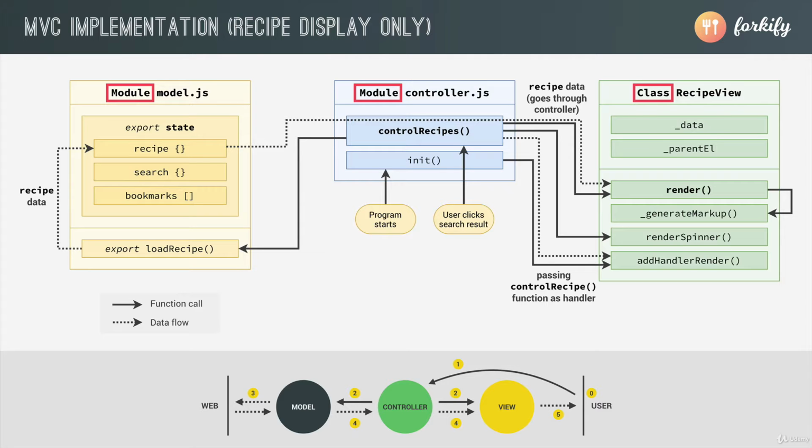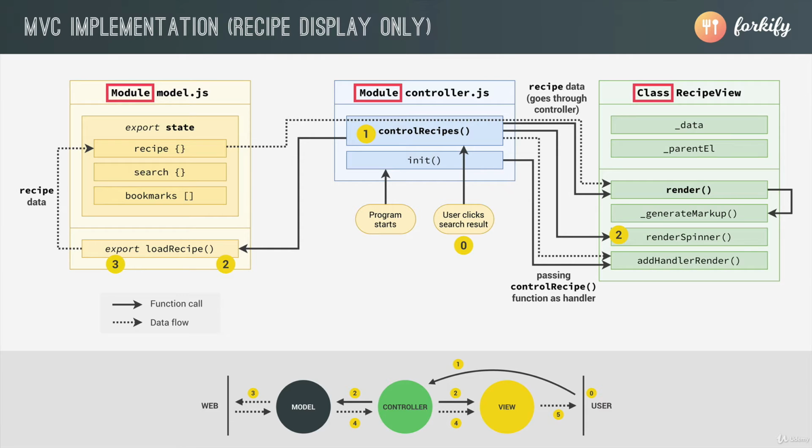But now, once again, let's analyze the same data and actions flow, but this time in this real implementation. So when the user clicks on a search result, there is a control recipes function in the controller, and this is the one that will handle this event. And how exactly that happens doesn't matter for now, so we will come back to this later. What matters is that this controller will instruct the recipe view to render a loading spinner while the user interface waits for the data to arrive. In the meantime, the controller also calls the load recipes function in the model to fetch the recipe data from the Forkify API.